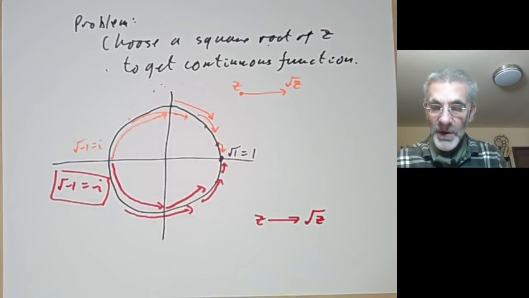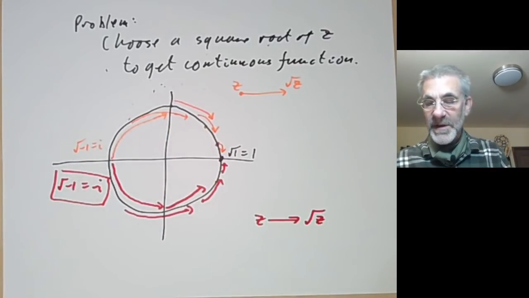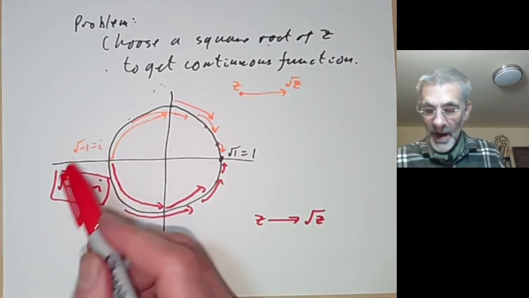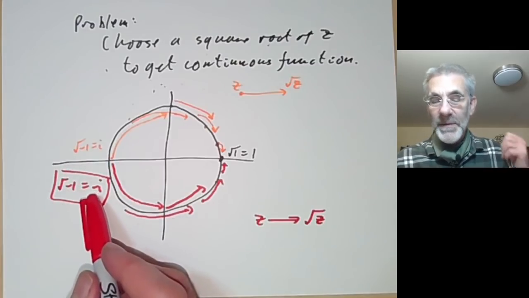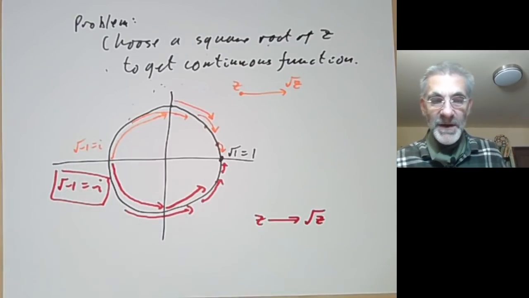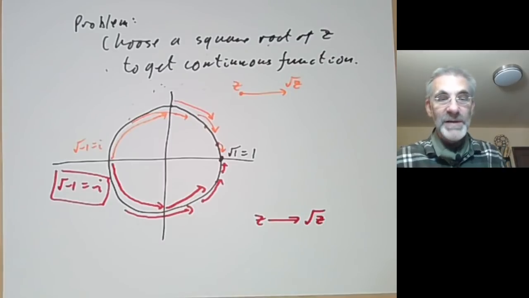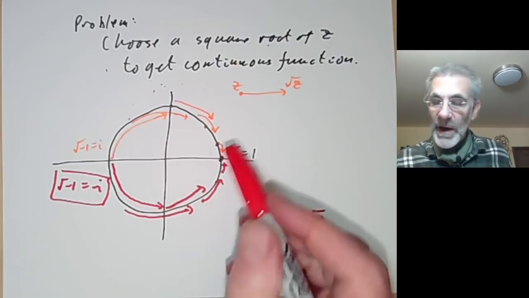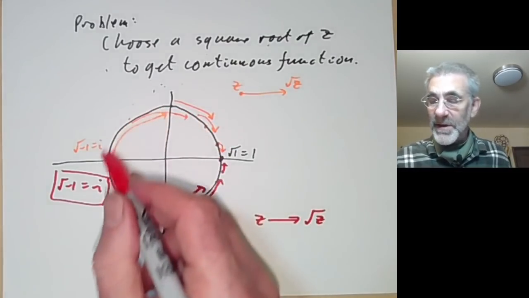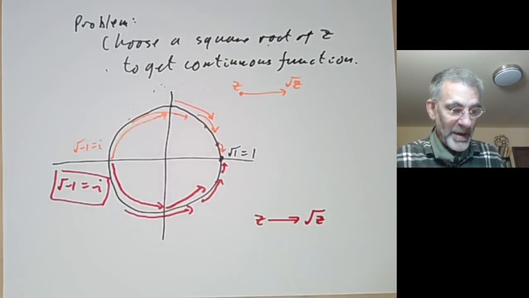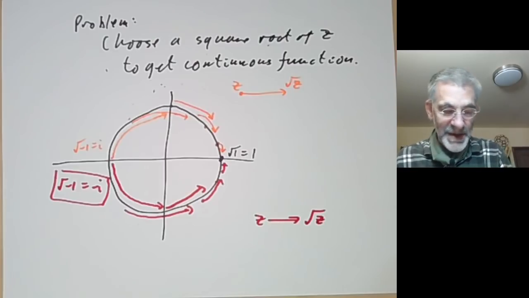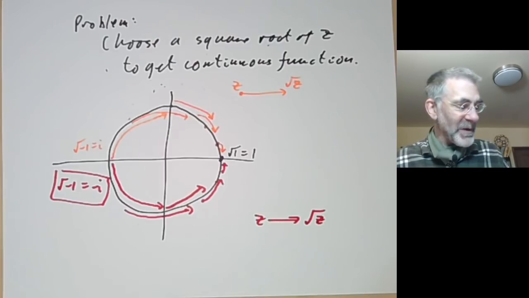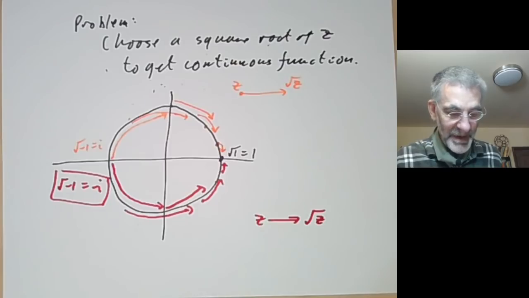So we seem to have a contradiction. We've managed to prove that the square root of -1 should be i, and we've also managed to prove that it should actually be -i. And how do we fix this? Well, the answer is there is no way to fix this. There is simply no way to define the square root of all complex numbers in a continuous fashion. And this is just a real nuisance, and there's nothing very much we can do about it. It's just a problem we have to live with.